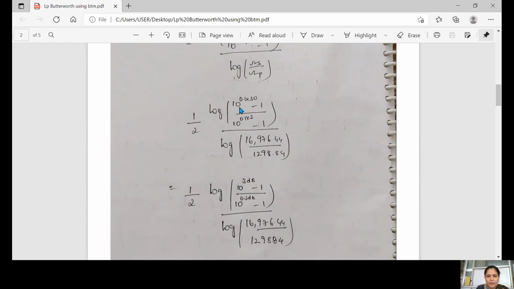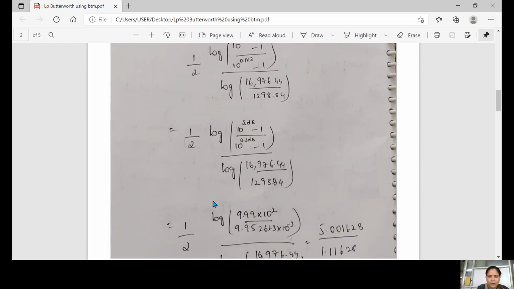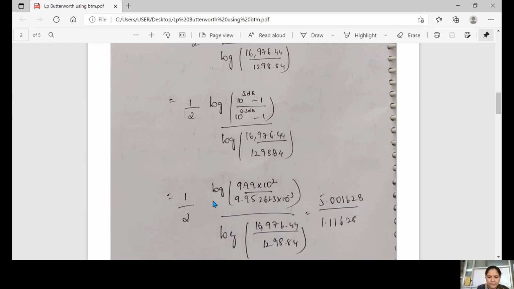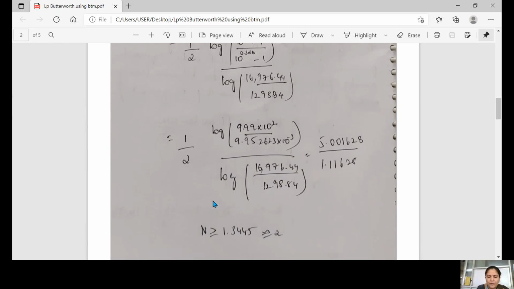Getting log of (10 to the power of 0.1 into 30 minus 1) divided by (10 to the power of 0.1 into 3 minus 1). Then log of Ωs, Ωp, which you have calculated, substitute that, and solve it keeping the calculator in radians. So what you will be getting? You will be getting 1.3445. So N should be greater than or equal to this value. We cannot keep the order of the filter in fractions, so we will approximate that value to 2.